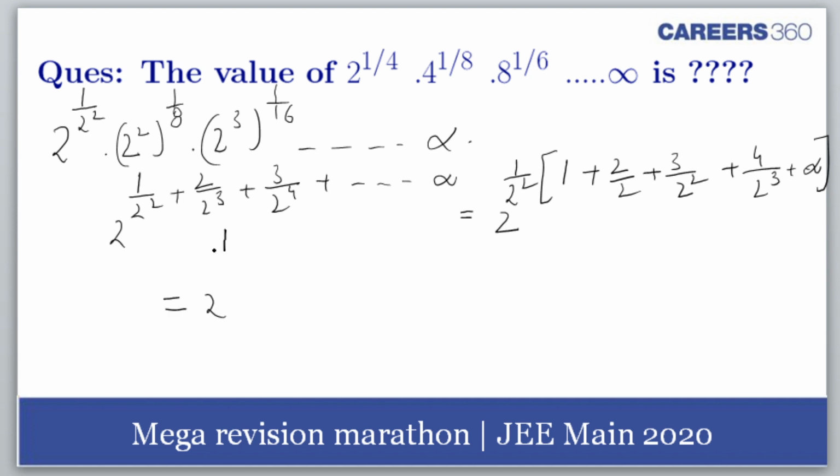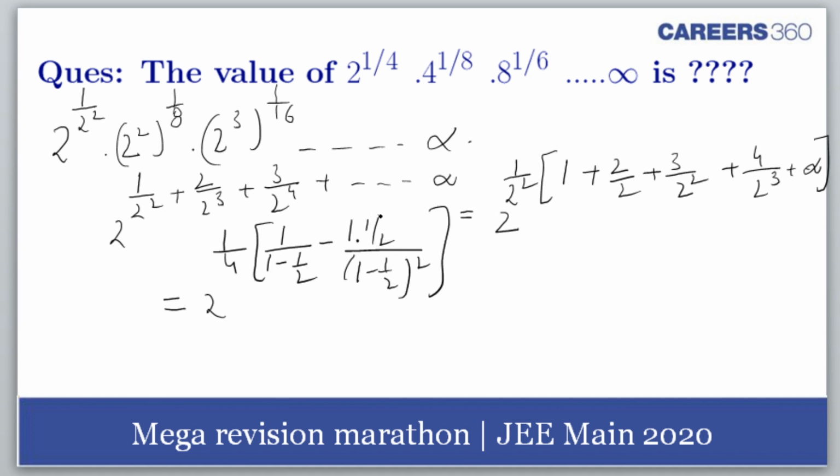Okay. So thereafter what we'll do, we'll write 2 raised to power 1 by 2 square, that is 4. And I'll make use of the AGP formula. Infinite AGP formula was what? A, that is 1, upon 1 minus R, that is 1 minus 1 by 2, minus D. D is 1, R is half, dr upon 1 minus R whole square. That was the formula. So, what do we get? 1 by 4, 1 minus 1 by 2 is 1 by 2, so 2 would come in the numerator, minus 1 by 4, 1 by 2, so 2 would come here.